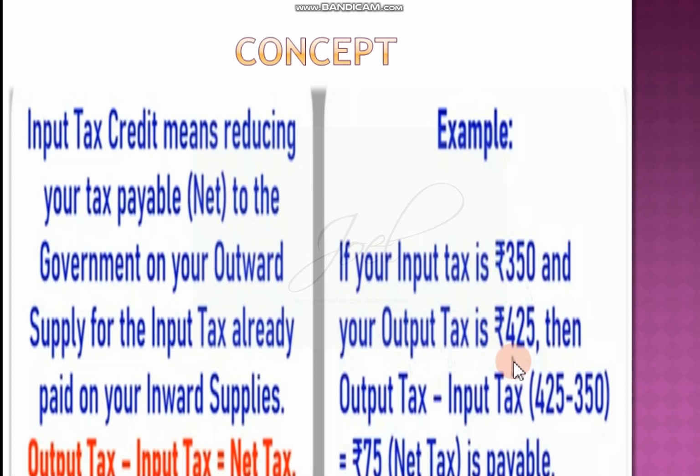In that case, my net tax will be output tax, that is 425, minus 350. So 75 rupees is the tax I have to pay to the government. When I purchased some items, I paid 350 rupees. Now I am selling the items and collecting tax of 425 rupees. Out of this 425, I have already paid 350 to the government. So I get that deduction, and only 75 rupees I am going to pay to the government. This is the concept of input tax credit.